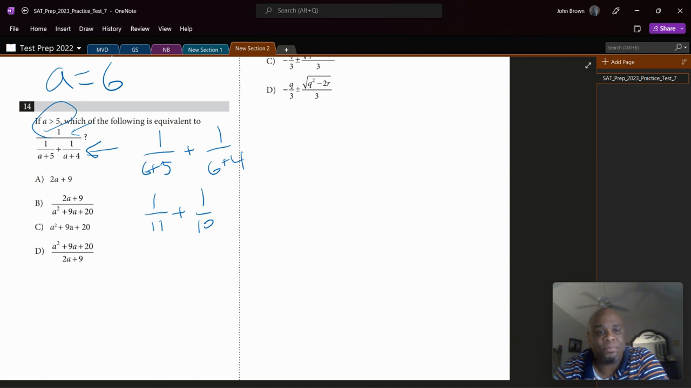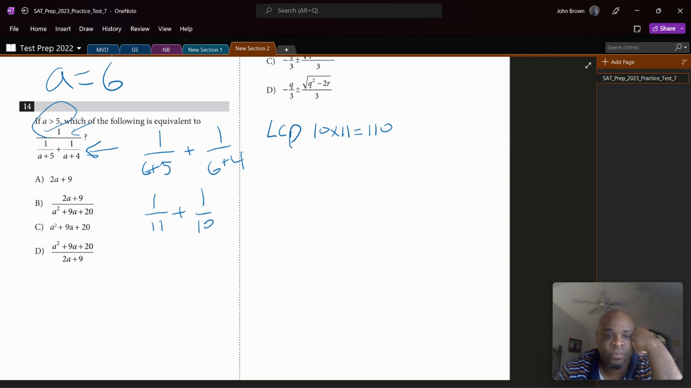plus 1 over 10. When we're adding fractions, we have to get the lowest common denominator. And in this case, when numbers are just separated by 1, like 11 and 10, the easiest way to get the lowest common denominator is just multiply them together. So I'm going to go 10 times 11, and that's pretty easy, right? I don't need a calculator for that. So I know that my answers are going to have 110 as their denominator.